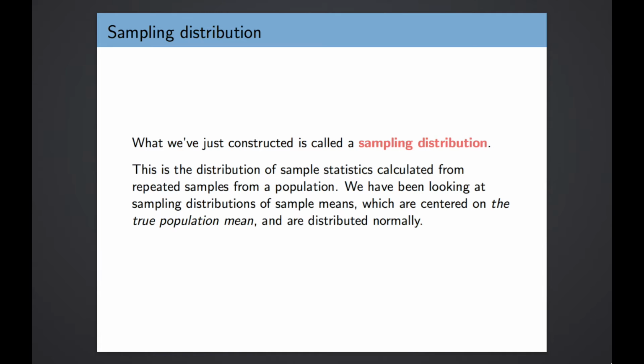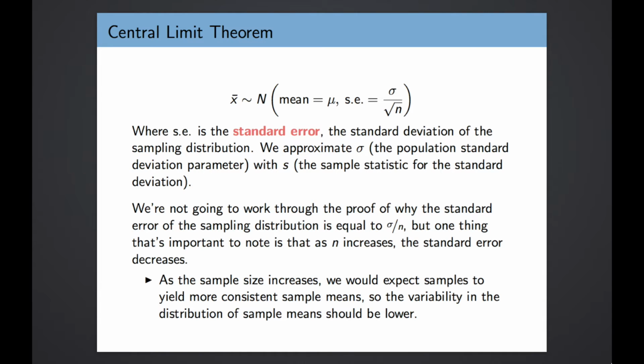And when we take the sampling distribution of sample means, those distributions end up being centered on the true population mean and distributed normally. So now we come to the mathematical definition for the central limit theorem, which says that x bar, the sample mean, is distributed normally with mean mu, the population mean, and a standard error equal to the standard deviation over the square root of n. So the standard error of the sampling distribution is equal to the standard deviation of the population divided by the square root of n, which is the size of the sample.